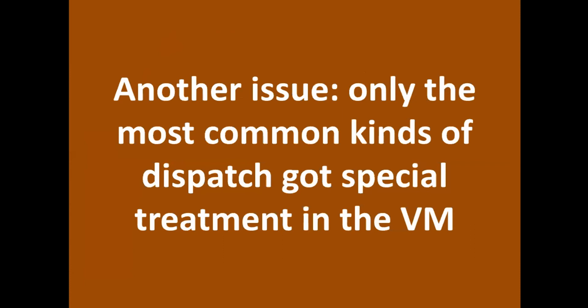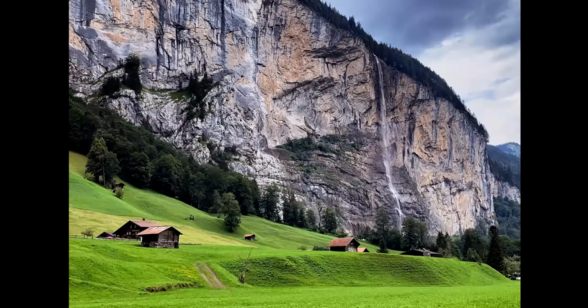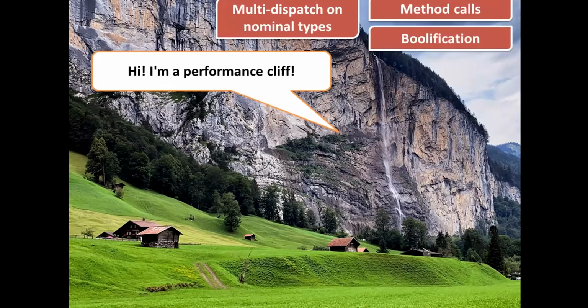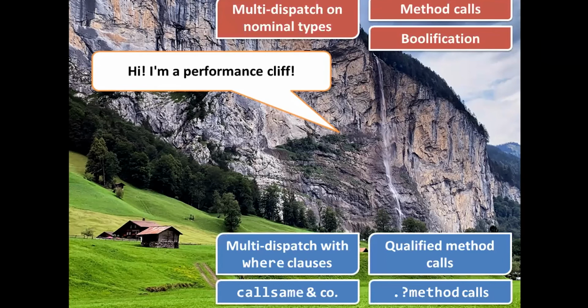One of the other things is that only some kinds of dispatch got special treatment in the runtime. This is actually a really nice place. This is where I'm going on vacation next week, and the reason that I put it in here is not just to make me happy thinking about that, but actually because I want to talk about performance cliffs. A performance cliff is something where we have a bunch of things that are pretty fast, and we write programs using them, and then we have some other language features, and if we use them, we fall off the performance cliff, and suddenly things are really, really very slow indeed.